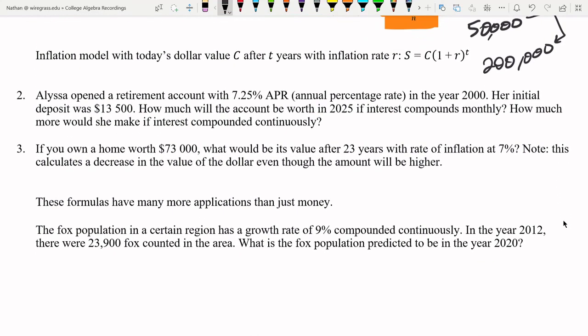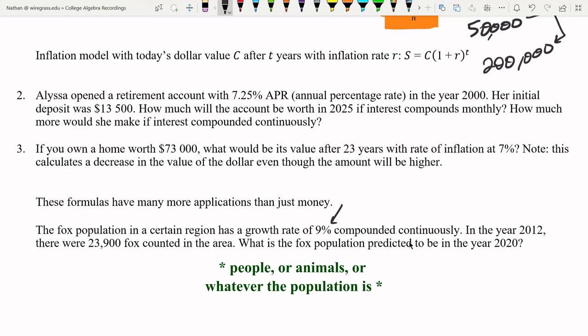Now, of course, these formulas have many more applications than just money. Money is a nice one to look at since everyone deals with it, but there's a lot more applications for it, and namely population growth. We started with bacteria growth, which is a population growth. And now let's look at a fox population. It has a growth rate of 9%, and typically population will be compounded continuously because there's so many people that it's more reasonable to assume it compounds continuously than over a certain period, daily or whatever like that.